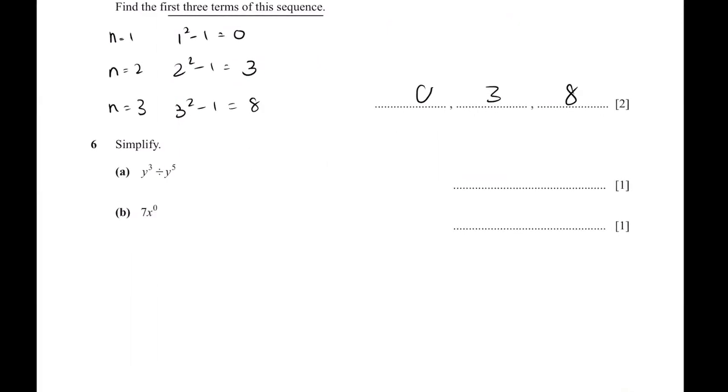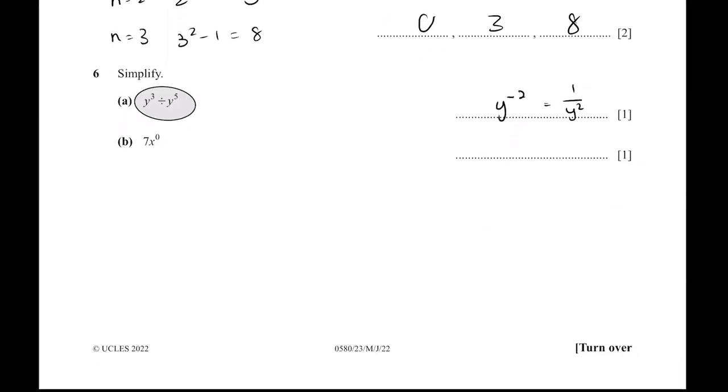Simplify y to the power of 3 divided by y to the power of 5. This is a minus. You need to know your laws of indices. So it is y to the negative 2. Or if you want, you can write 1 over y squared, it's also possible. 7 times x to the power 0. Every number to the power of 0 is equal to 1. So the answer is 7 times 1, which is 7.